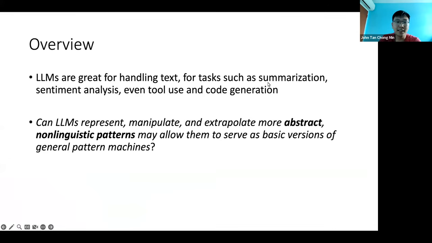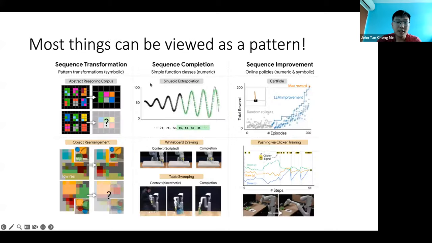So this is exactly what I said earlier. LLMs are great for handling text, but can LLMs represent, manipulate, and extrapolate more abstract non-linguistic patterns? So this is an interesting question that we can ask ourselves. And this is done in this paper via three approaches.